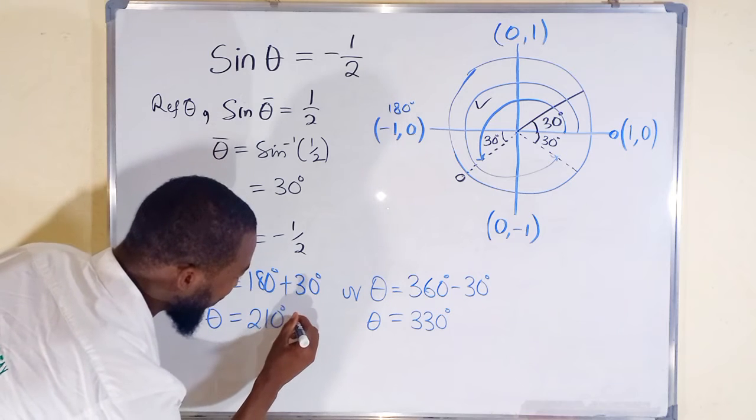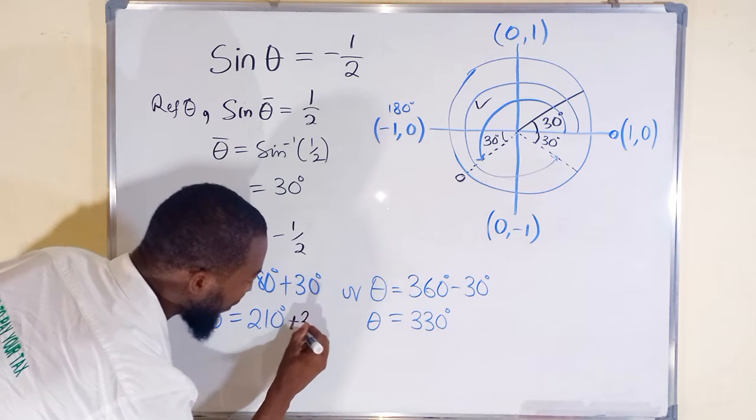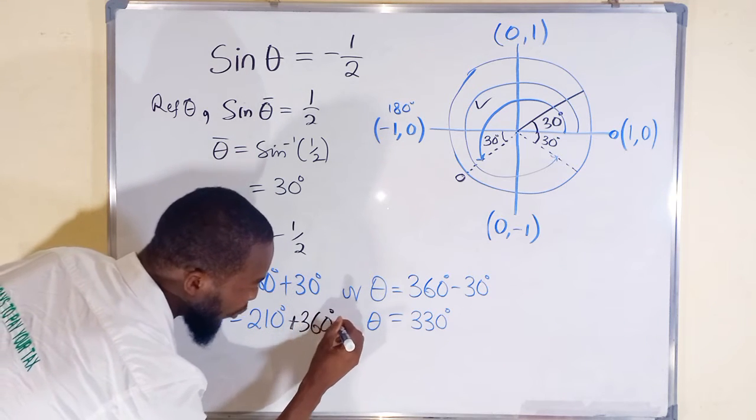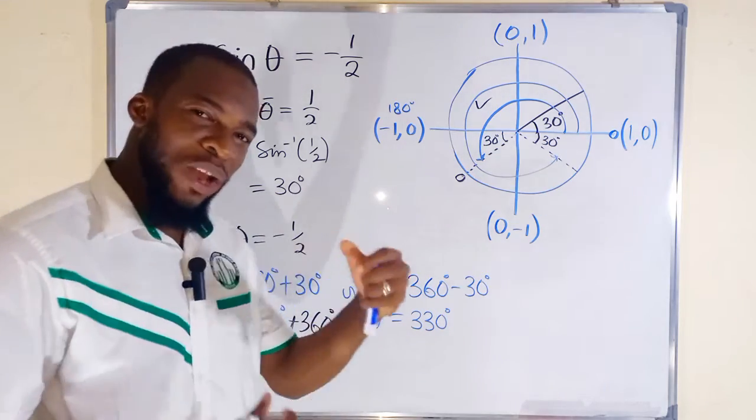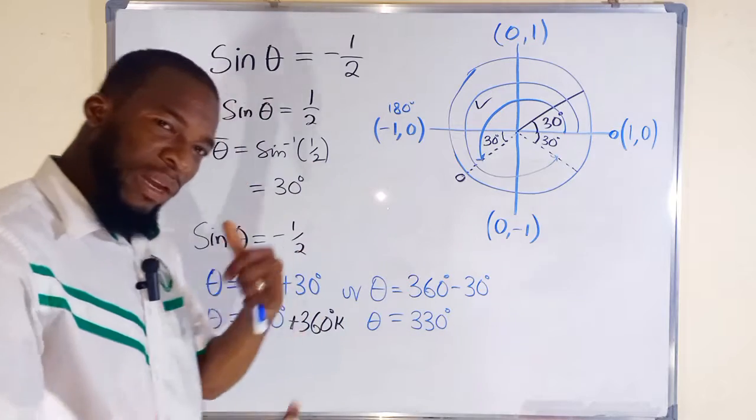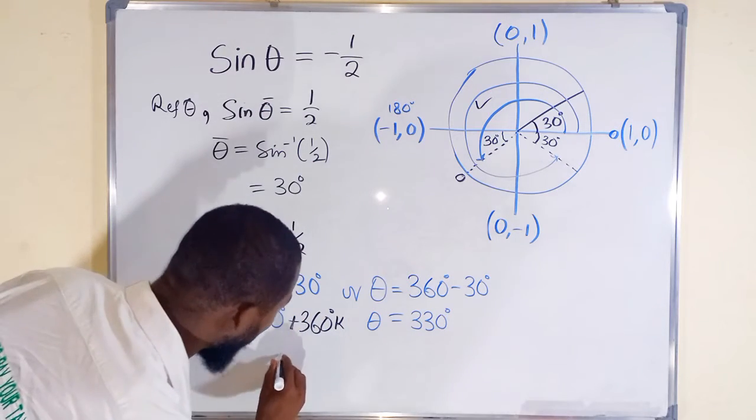So you add 360 degrees multiplied by k, for which k stands for 0, 1, 2, 3. It could be -1, -2. So k is just an integer.